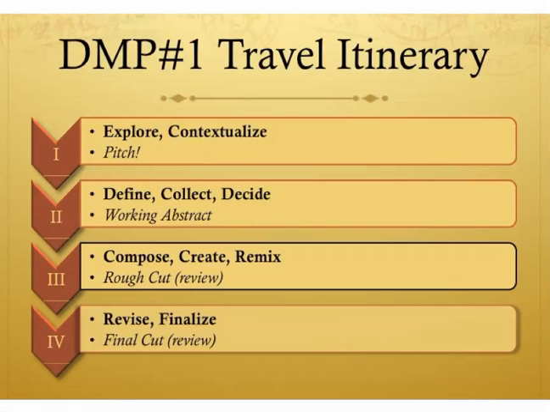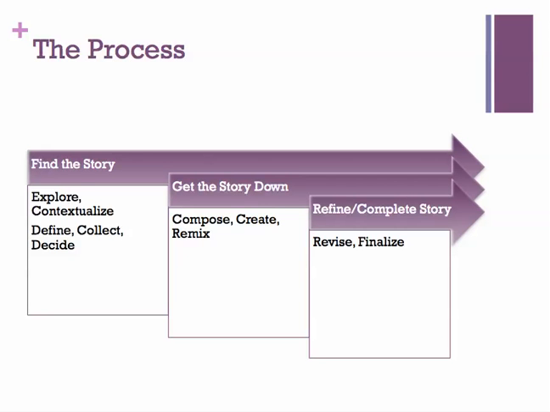We do the storyboarding, and then we remix the various elements involved and offer a rough cut. We do a review of that, and then we revise and finalize. This is very much in keeping with the previous, where we find the story in terms of exploring, contextualizing, defining, and collecting and deciding. We get it down somehow, we compose, we storyboard, we create, remix, and then in the same way we finalize and we reflect, we find a way to share it. In the next portion I'll talk about how we plan.